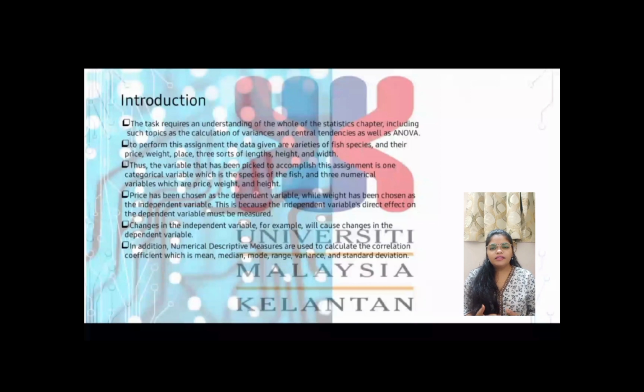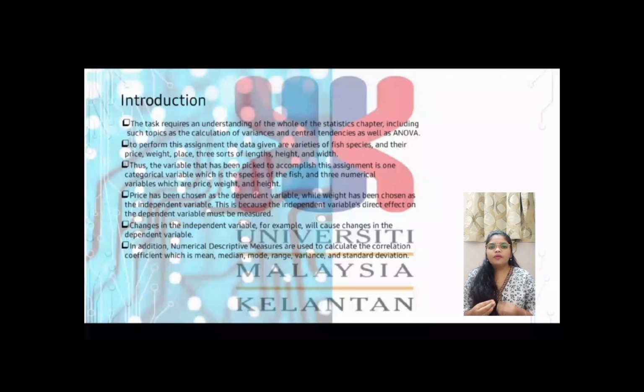The data we chose to do this assignment is data subset B, which is about the species of fish. The assignment requires an understanding of the whole statistics chapter, including topics such as the calculation of variance and central tendency, as well as ANOVA.